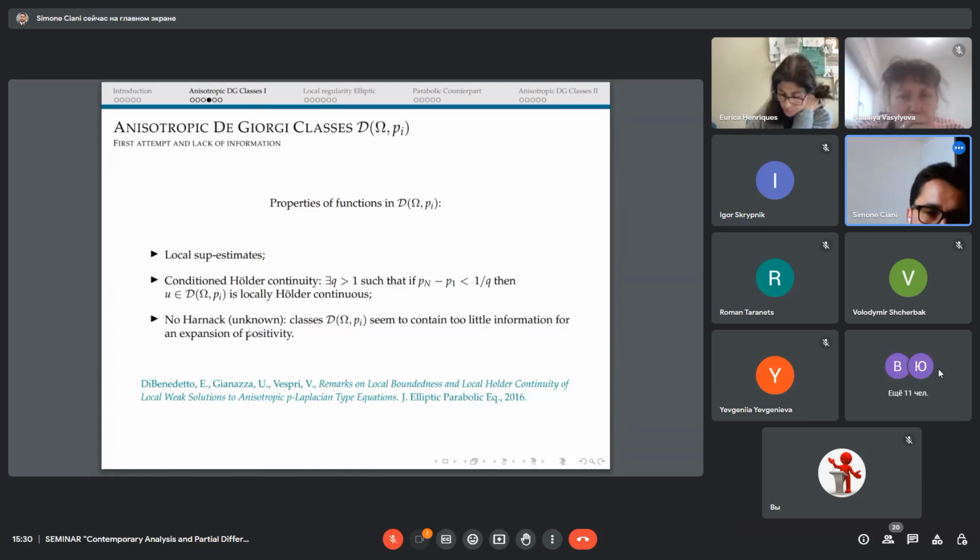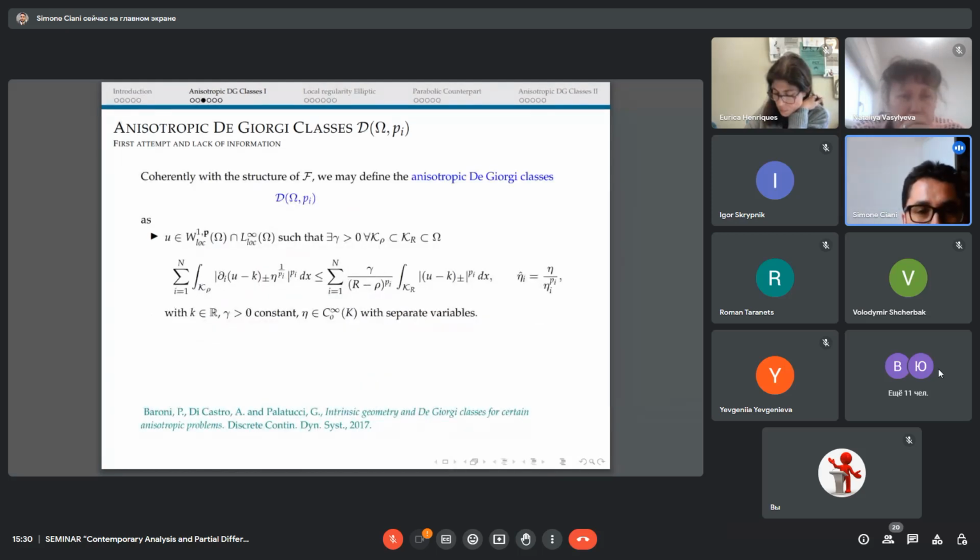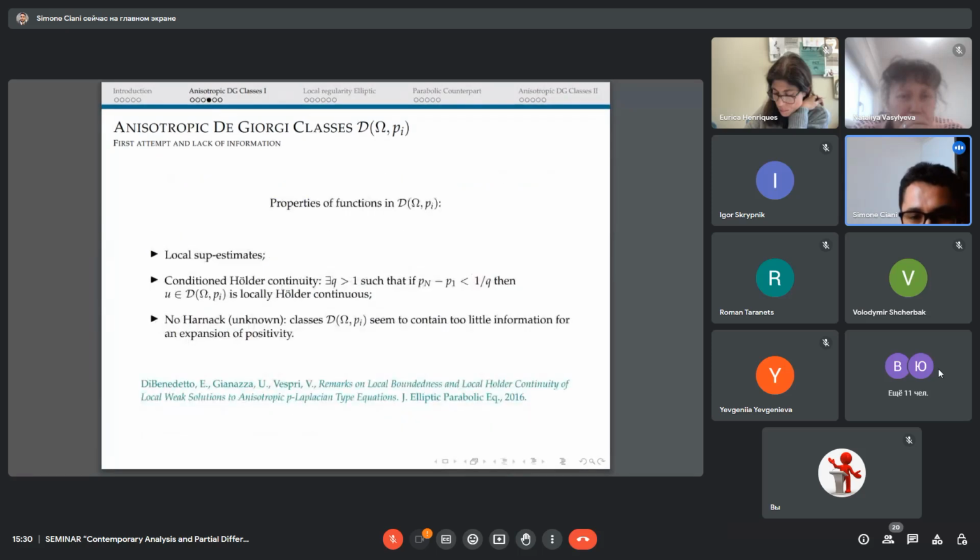The work that I was talking about for the conditioned Hölder continuity is a work of Di Benedetto, Giannazza, and Vespri of 2016. So this is the problem. Defining the Giorgi classes as isotropic ones in this way looks not to be enough.